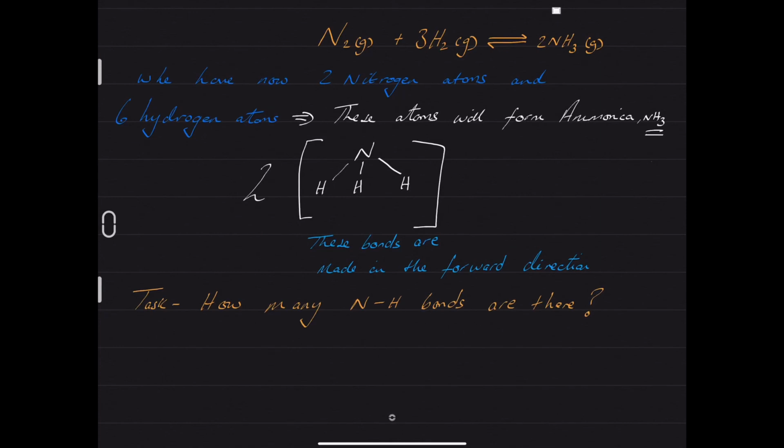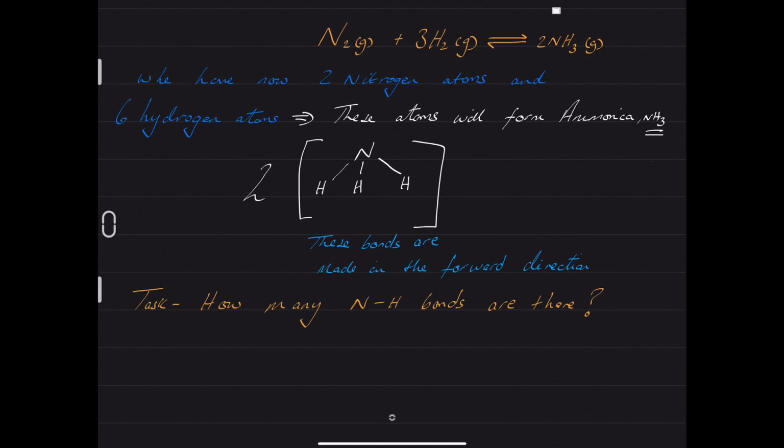Now, once we've broken the bonds, we have 2 nitrogen atoms and 6 hydrogen atoms. It is these separated atoms which will now form ammonia, NH3. We still have to refer to the equation, that's why it's there at the top still, and see how many moles of ammonia are formed, which is 2.